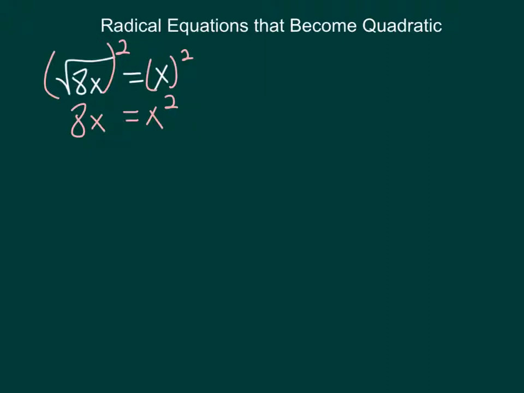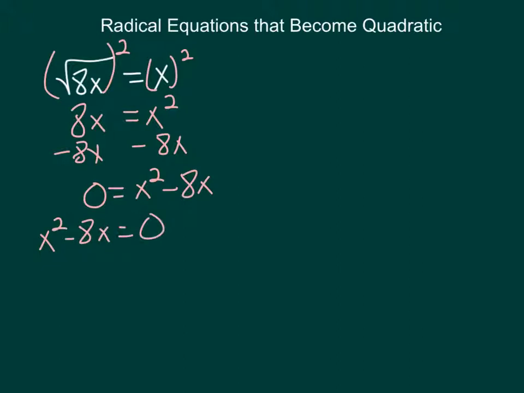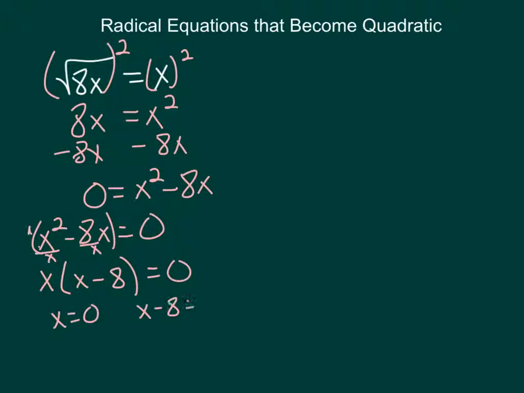So we're going to get everything on one side and factor. I'm going to move it to where the x squared is so that it stays positive. So you get 0 equals x squared minus 8x. And then if you like it on the left, you can just switch it around. So to factor that, we have a common factor of x. So you get x and x minus 8. So x equals 0, or x minus 8 equals 0, so x equals 8.